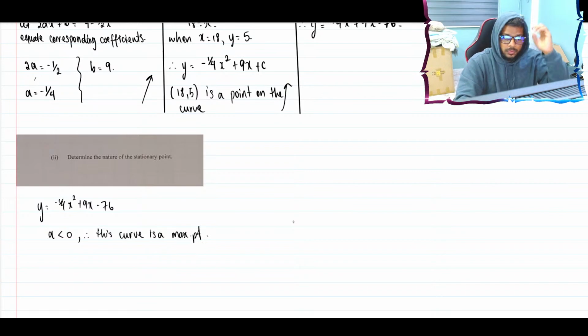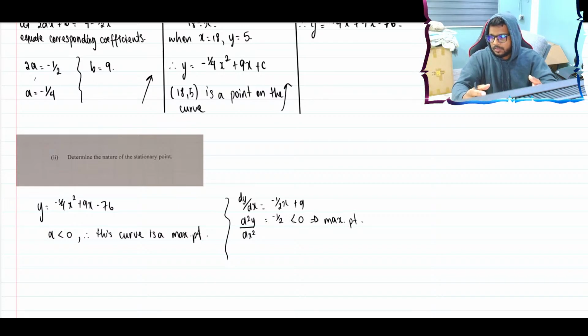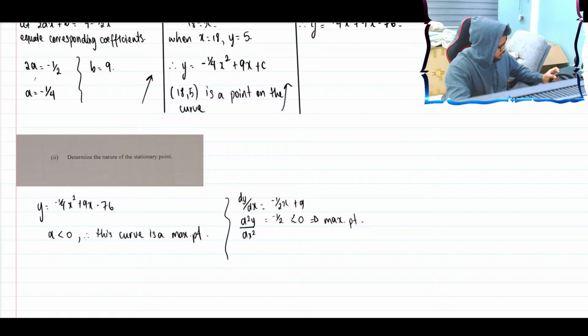If you want to show your working, you'll differentiate twice. We know that our dy dx is minus a half x plus 9, and d2y over dx squared is minus a half, which is less than 0, which implies a maximum point. That is the working behind it, right? Or if you wanted to, you could complete the square and state that it's a maximum point. Either way is fine. Regardless of which way you do it, you will get your marks.